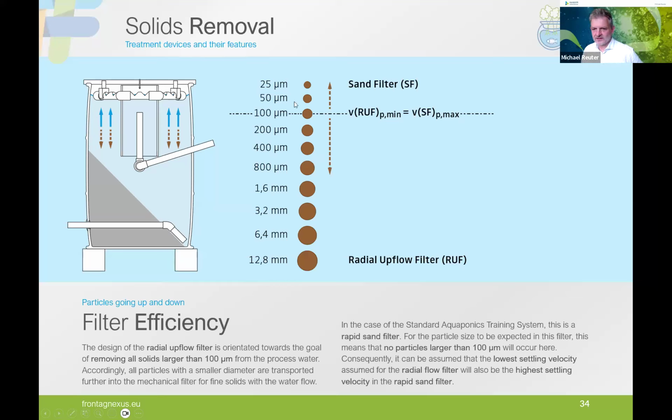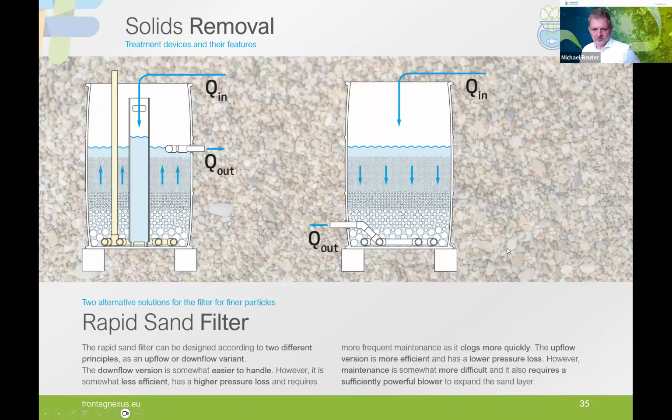And all these particles will then go to our fine solids filter that might, for example, be a rapid sand filter that exists in two different versions. One is the upflow rapid sand filter, one is the downflow filter. Basically, they are more or less the same.